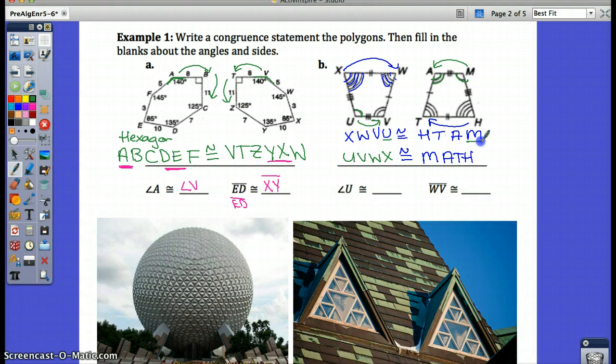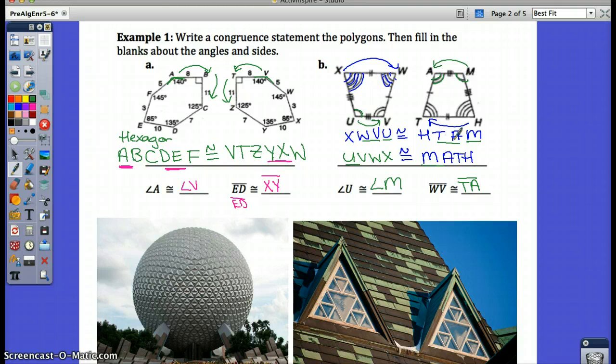It would match up to M. In this one, angle U is my first one, but it still matches up to angle M. So it doesn't matter how you write the congruent statement as long as they match. Side WV would match up with TA. So if you wrote a different statement up here, but you have these correct, chances are you have those statements correct. Make sure you matched up the corresponding parts.